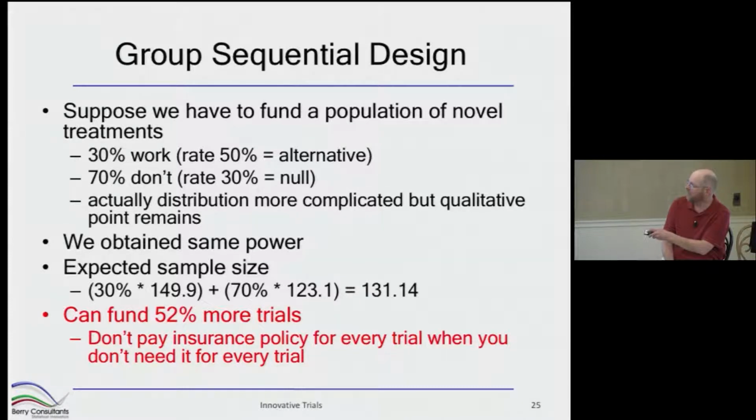We've obtained the same power. The expected sample size here, in the 30% of trials that work, we averaged 150 subjects. In the 70% that didn't, we averaged 123 subjects. Overall, for this population, I average 131 patients a trial. Some of them are trials that work, some of them are trials that fail. The futility works better than the success stopping, actually. And you can fund 52% more trials than you could otherwise by doing this kind of thing.